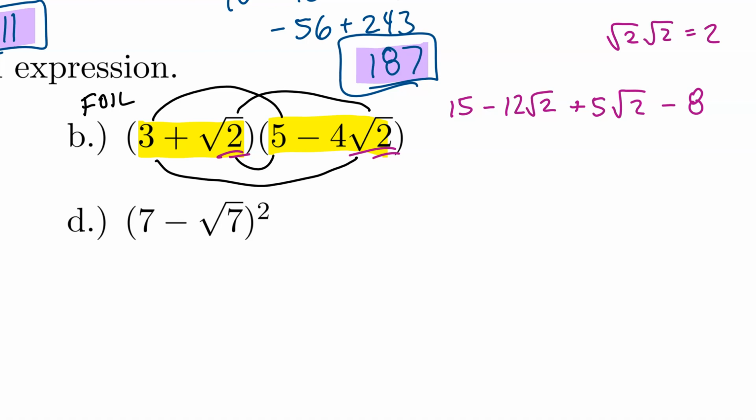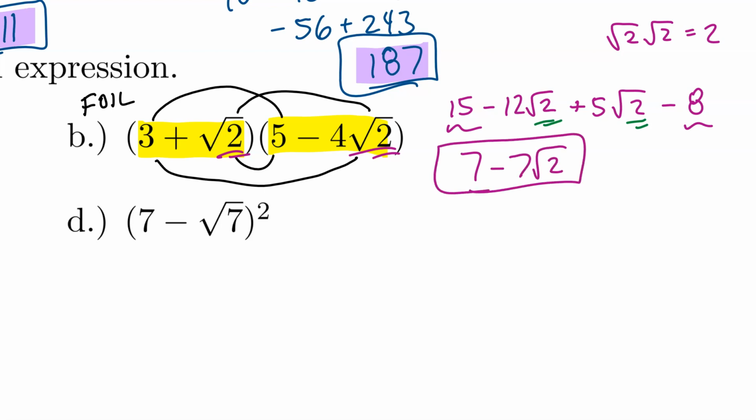So again, we can gather together the like radicals, the square root of 2 and the square root of 2, and I can subtract the 15 and the 8. So we end up with 7 minus 7 square roots of 2 as our final answer.